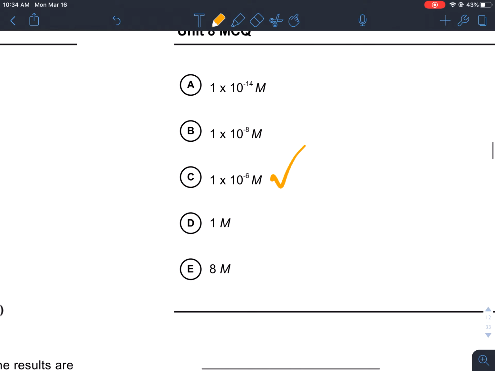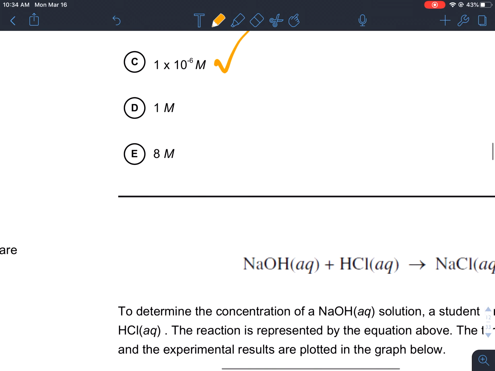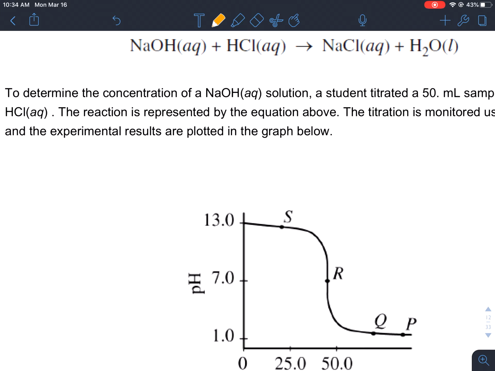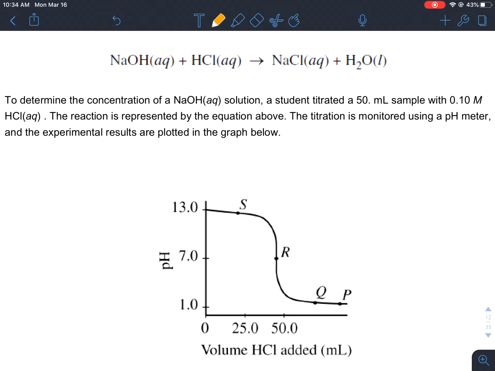The answer, C. All right, let's go to this next crazy graph. This one you have a strong base and a strong acid. To determine the concentration of NaOH in a solution, a student titrated a 50 milliliter sample with 0.1 molar HCl. The reaction represented above, the titration is monitored using a pH meter.